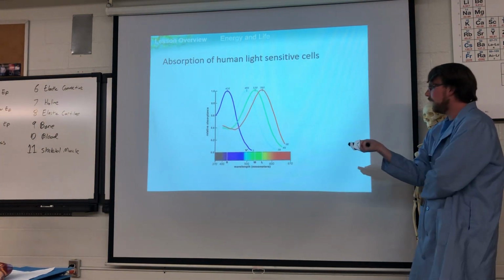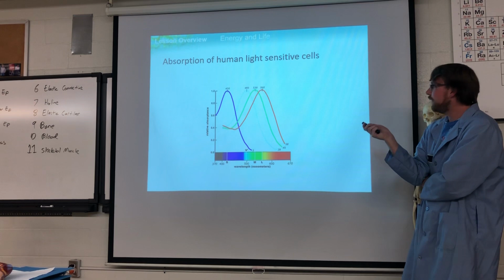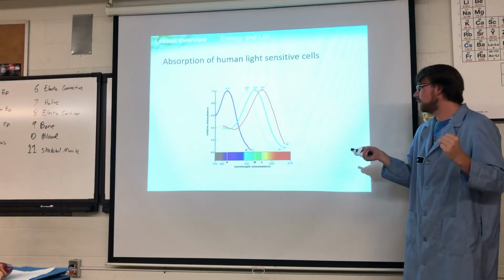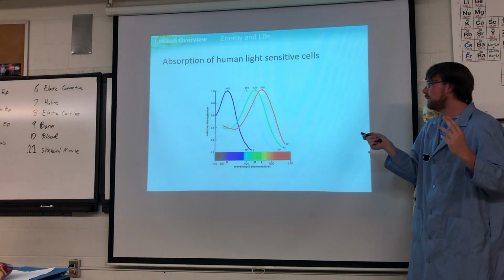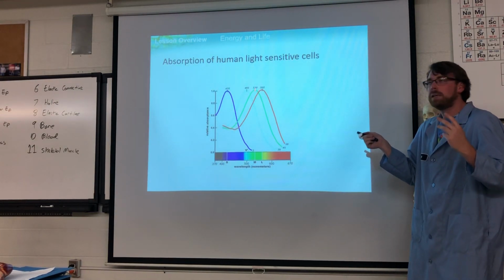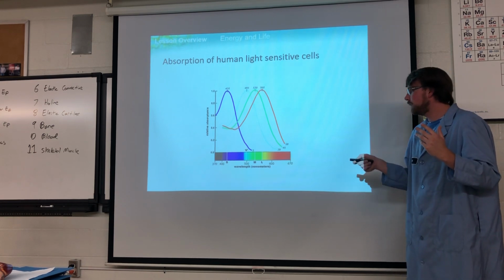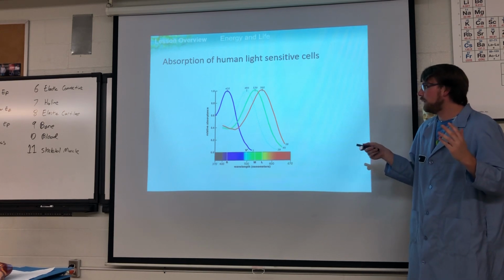So here we have the visible spectrum, Roy G. Biv. Here we have the absorption of our 3 cones. So we have a red cone that has peak absorption around 560 nanometers. We have a green cone with a peak absorption around 530 nanometers. And we have a blue cone with a peak absorption around 420 nanometers.